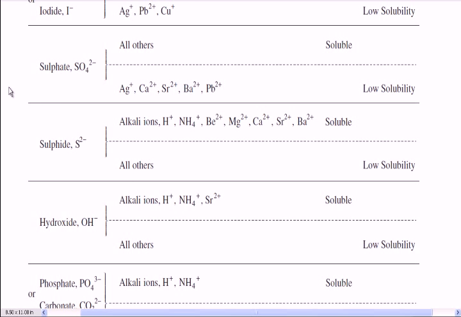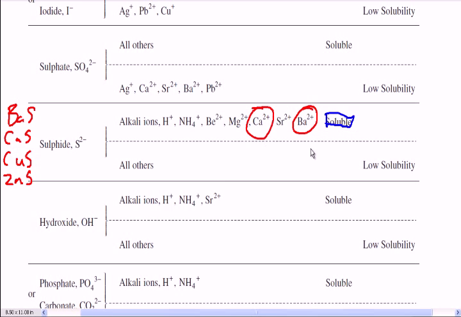And we have, on our data table, we know it's barium, calcium. So let's write it down. Barium sulfide, calcium sulfide, copper sulfide, and zinc sulfide. So we see here, now, barium is soluble, and same with calcium is soluble. So these are going to have very, very high solubilities. Now, copper and zinc are both low solubility, so how do we figure out which one it is?